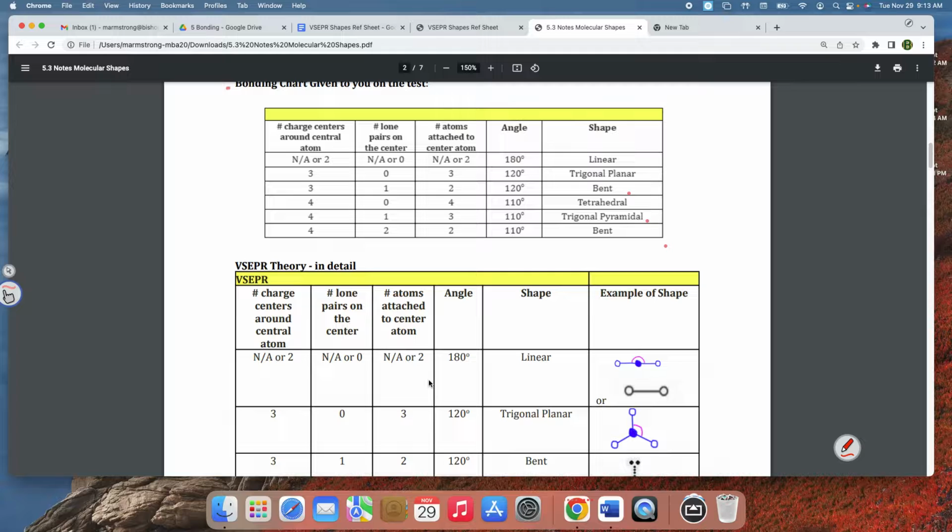So it's a tetrahedron. So again, if you have 4 things on the center, but one of them is a lone pair and 3 of them are atoms, it's still 110 degrees, but it's called trigonal pyramidal. It looks a little bit like a pyramid. And again, there's one more option: 4 things around the center. 2 of them are lone pairs, 2 of them are atoms. Again, the angle is about 110. It's probably actually a little less than that, but we're just going to call it 110, and that's called bent.